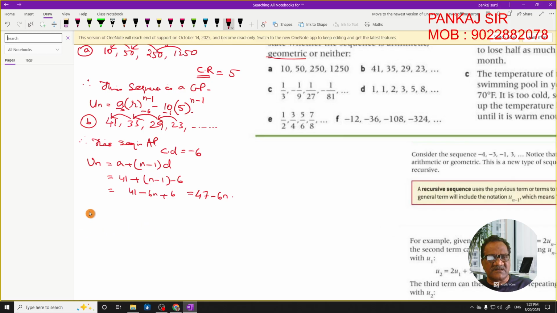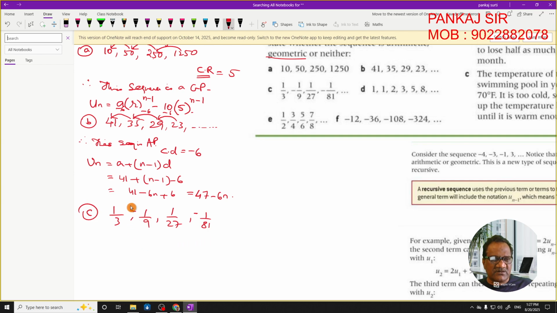This is question number 2C. The terms are 1 over 3, minus 1 over 9, 1 over 27, and minus 1 over 81. There's a minus also. Now let us see whether it is an AP or GP.